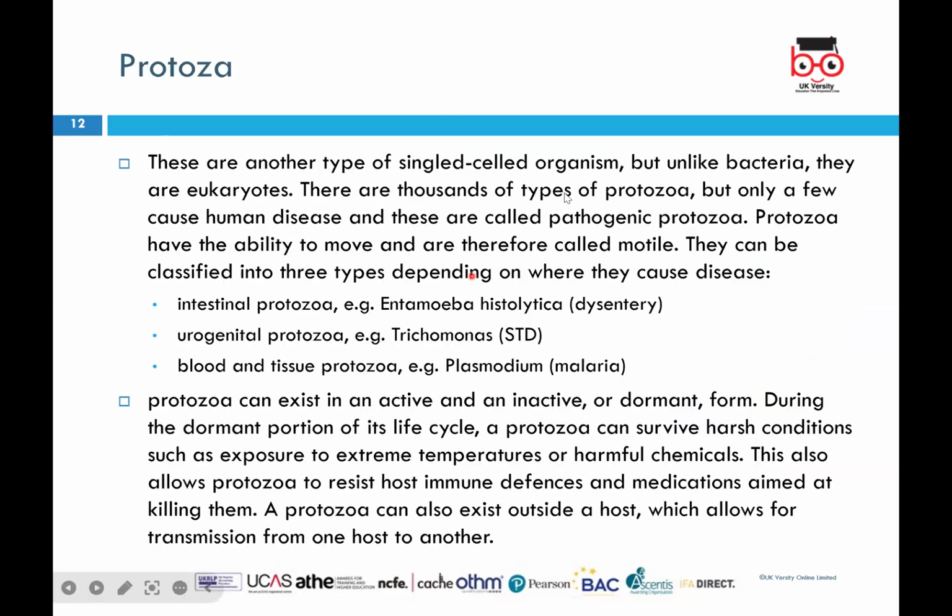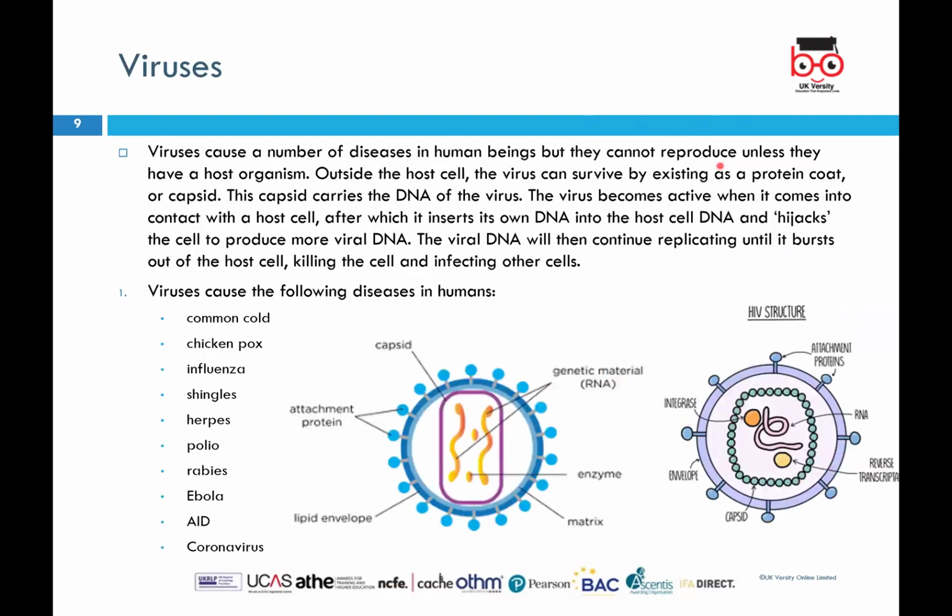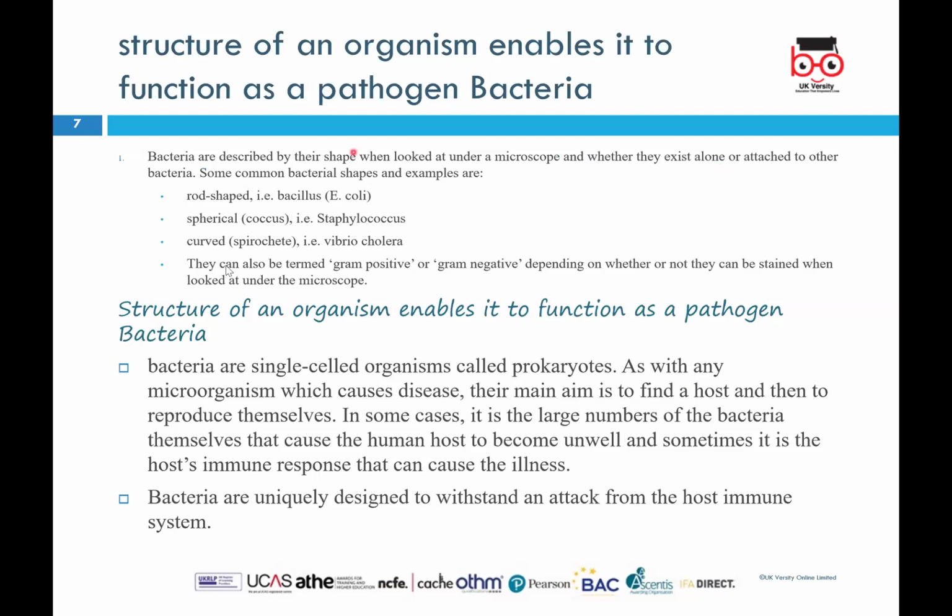And then we come towards protozoa, which are also single-celled organisms. Sorry, they are single-celled, just like bacteria. But unlike bacteria, they are eukaryotes. So they are single-celled organisms, but they are eukaryotes. You would assume that they're just like bacteria. So let's go back to bacteria. They are single-celled organisms known as prokaryotes. So what are we, human beings? We are eukaryotes.